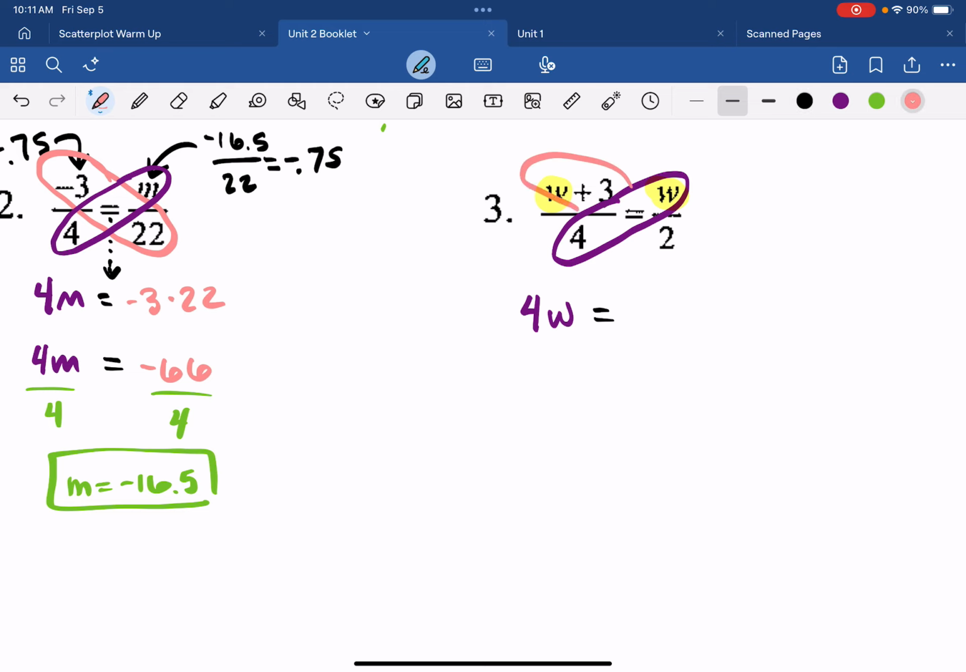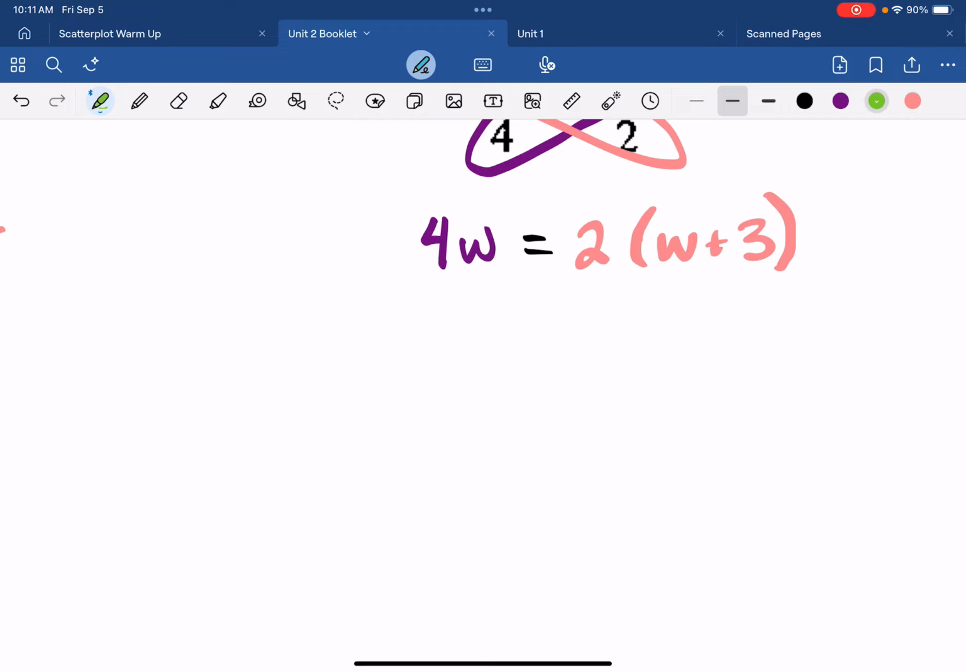Then I'm going to do w plus 3 times 2. Now, when we do w plus 3 times 2, we need to be careful with how we write it. 2 times w plus 3 is very different from this. However, I'm multiplying 2 by the entire quantity of w plus 3. So I'm going to do 2 and then in parentheses, w plus 3. Okay? So now this problem becomes a little more complicated.